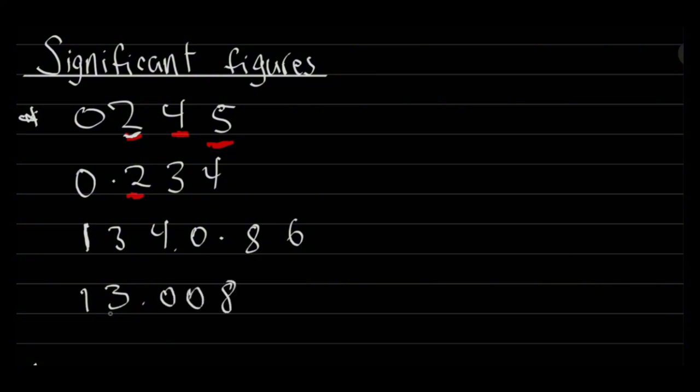Again, when we have 13.008, we have 5 significant figures here. Like we said, the first non-zero figure is the first significant figure. So 1 is the first significant figure, followed by 3, 0, 0, and then 8: the first, second, third, fourth, and then fifth significant figures.